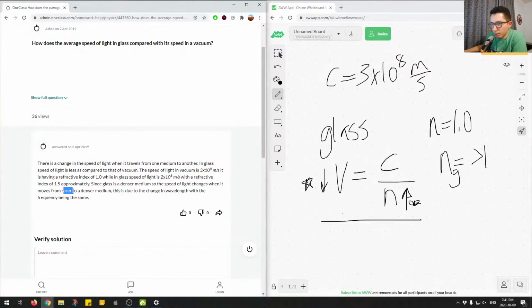And then for a rarer medium, which just means less dense, this happens when there's a change in medium. So whenever there's a change of medium, there will be a change of speed. So if you were going from glass to a vacuum, the speed would increase. And if you were going from vacuum to glass, the speed would decrease.